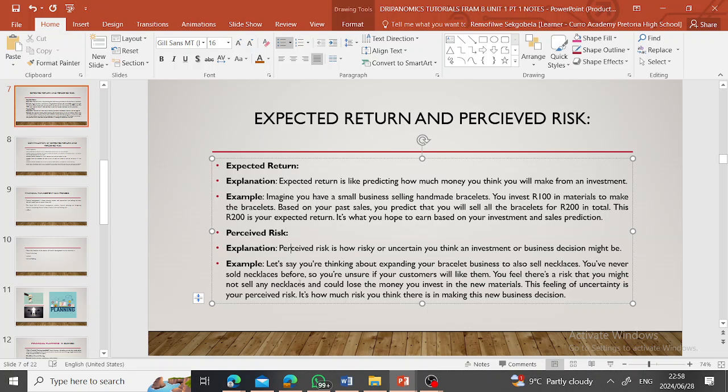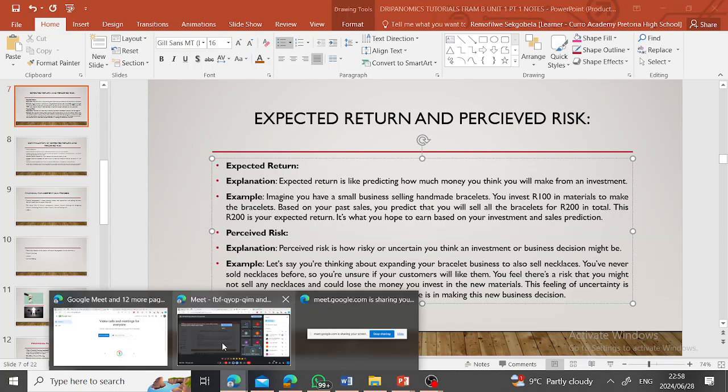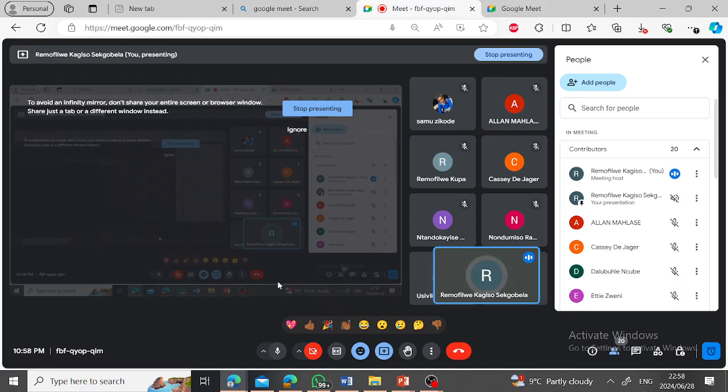And then we have perceived risk. Perceived risk is how risky or uncertain you think an investment or business decision might be. Why is perceived risk based on a person's thinking? This is a question I have for you guys, but it's in the word, and I'm sure you guys will get it. Why is perceived risk based on a person's thinking?